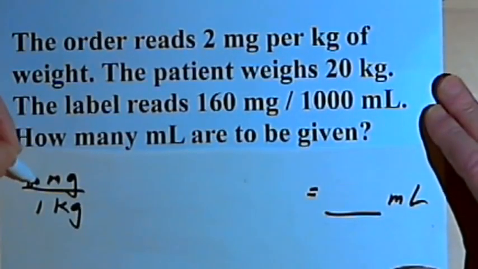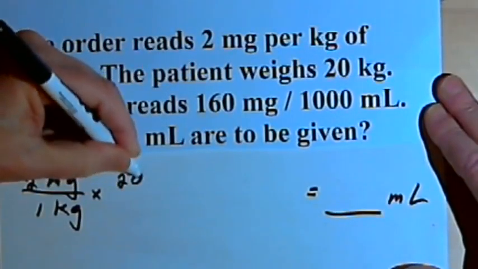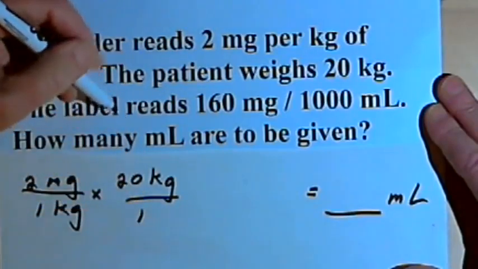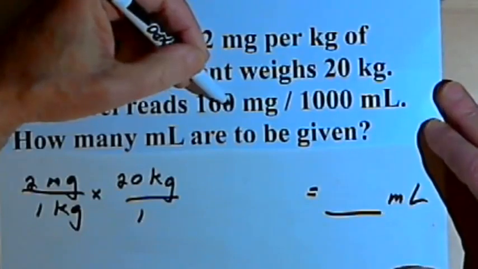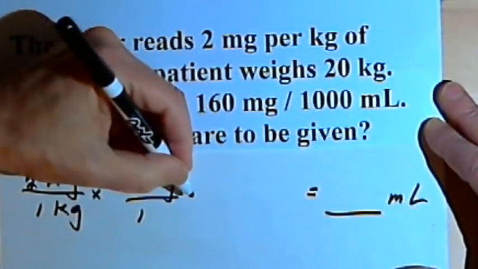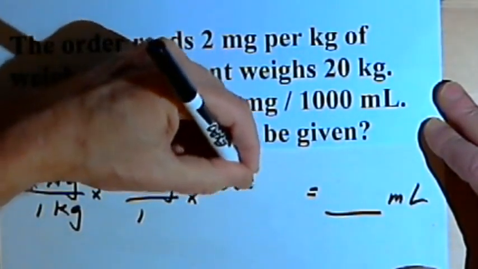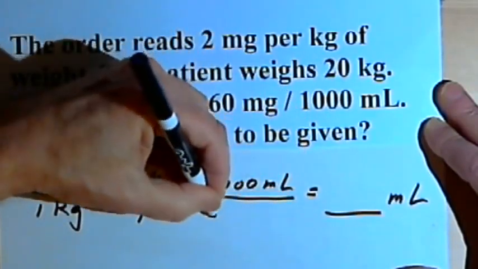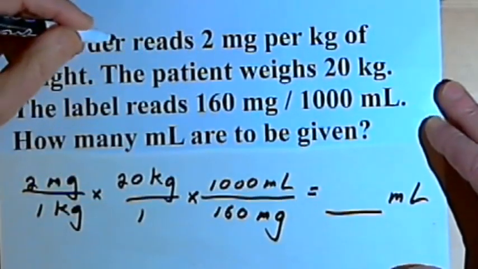We'll multiply the order by the patient's weight. The patient weighed 20 kilograms. So that's 20 kilograms over 1. And now we've got the information for what's on hand. That's 160 milligrams per 1,000 milliliters. I want to end up with milliliters in my answer, so I'm going to take that and write it as a fraction with the milliliters in the numerator, 1,000 milliliters, over 160 milligrams.